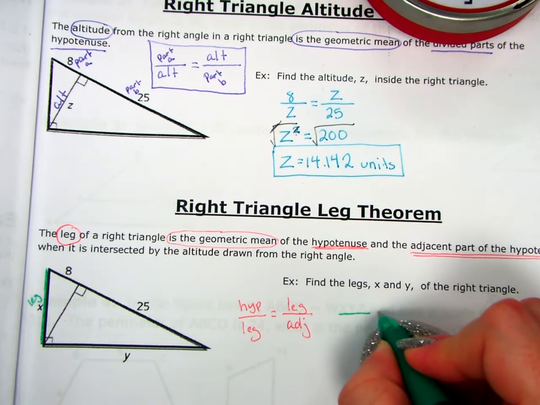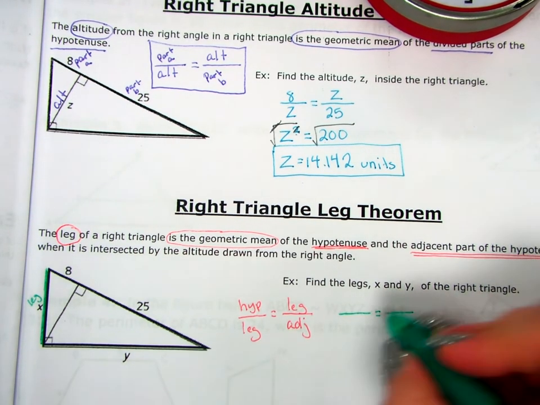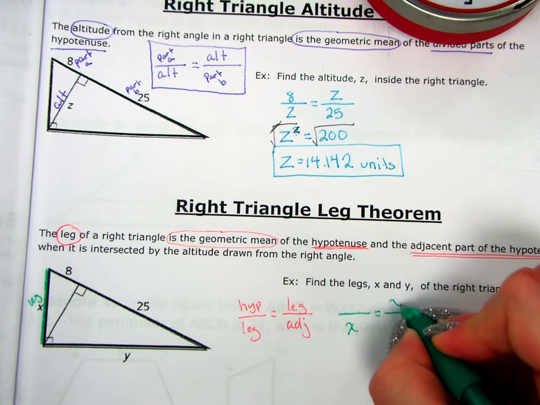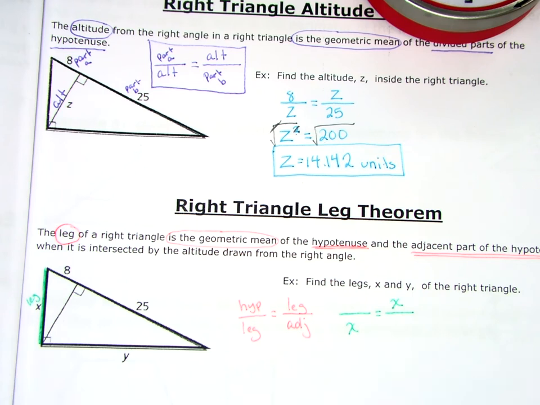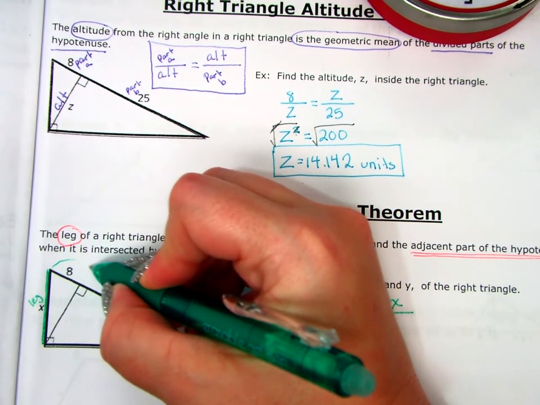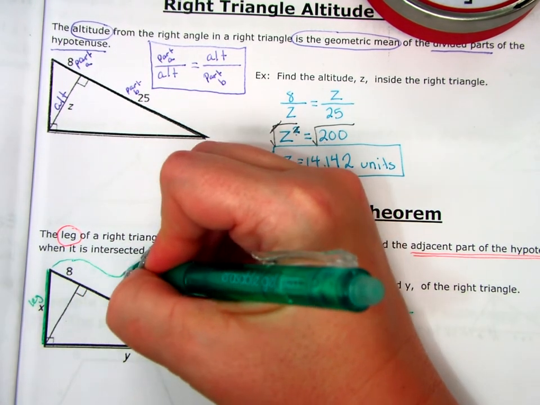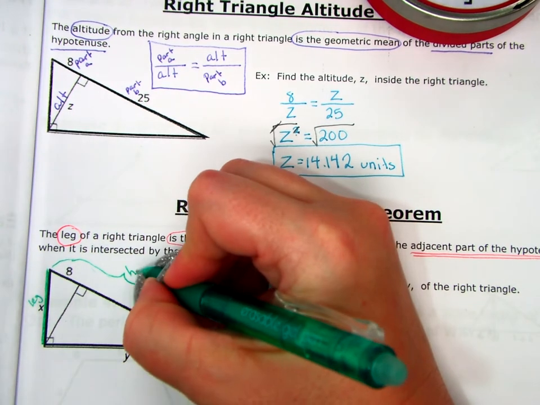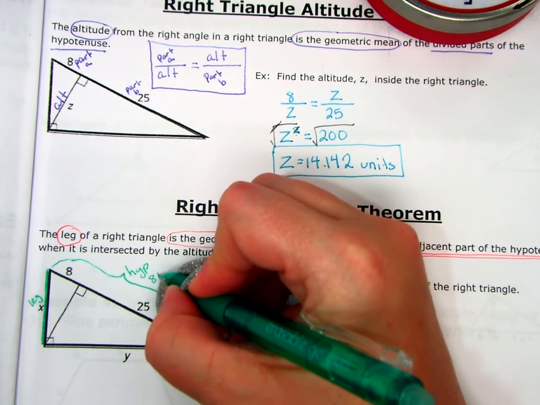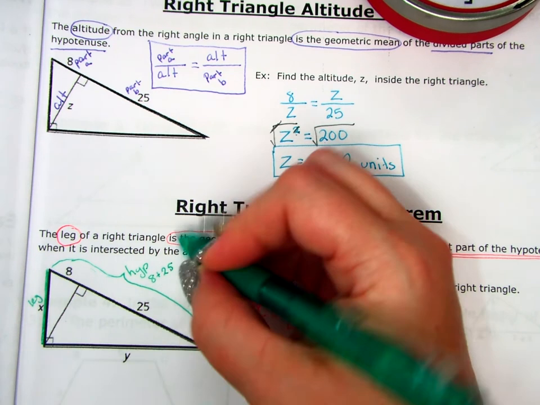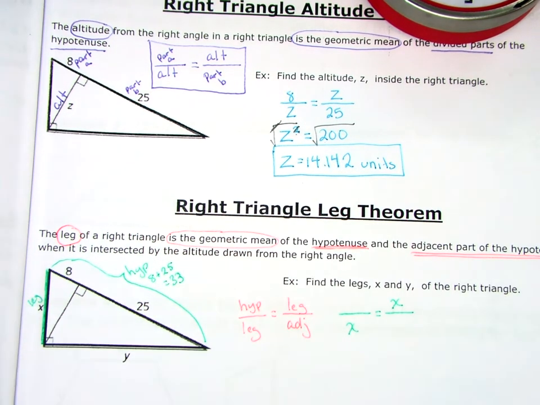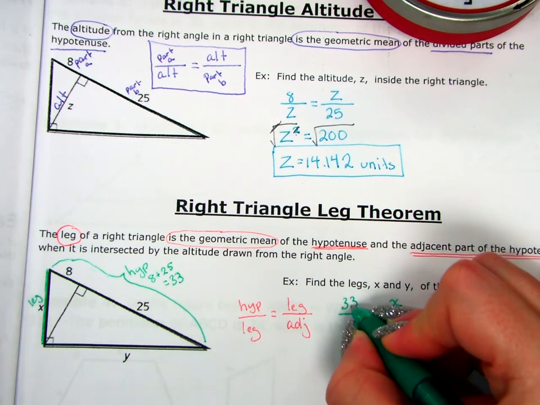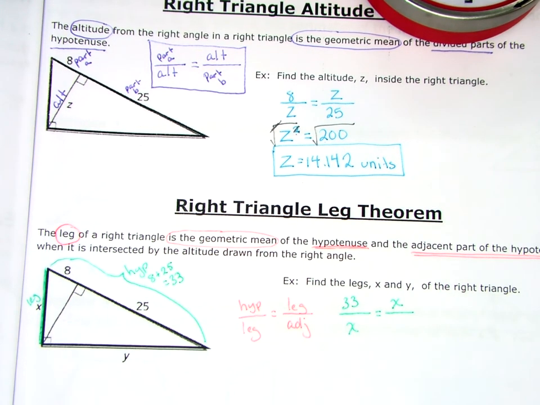Okay? So that means it's going to go in the bottom and the top of my proportion. And then I need the whole hypotenuse in one of the leftover spaces. How far is the whole hypotenuse here? 33, right? Because you just take the two parts. Segment addition postulate says it's 33 units long. So that's what goes in one. And then the adjacent part of the hypotenuse.